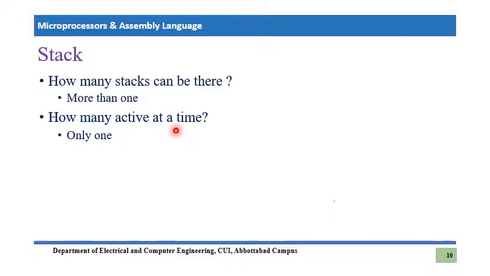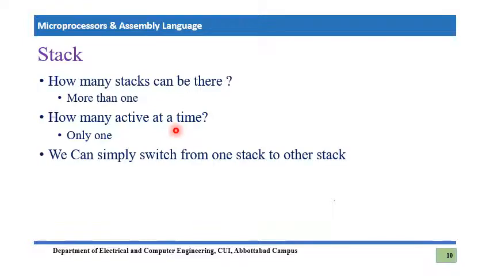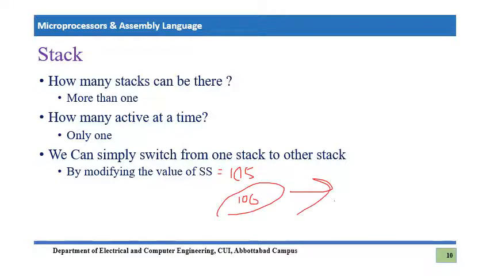And if we want to switch from one stack segment to another, what can we do? We just have to modify the value of SS. For example, in the last slide the value of the stack segment was 105, right? And if we simply change it to 106, we will be pointing towards a whole new stack, which is not the same stack, and we can switch to that particular stack segment by simply modifying the content of the stack segment register. So these are the 3 basic questions which may arise in anyone's mind, so I wanted to answer them.